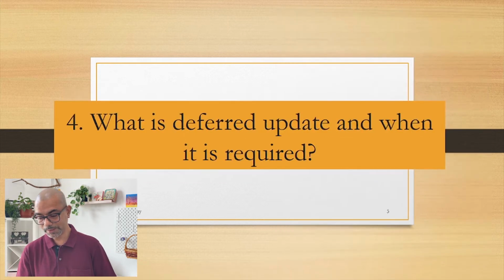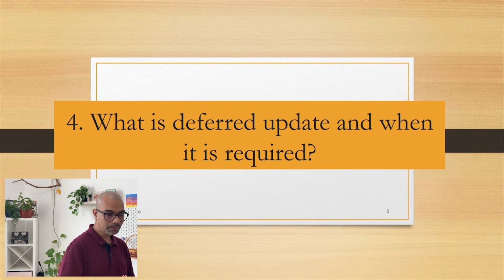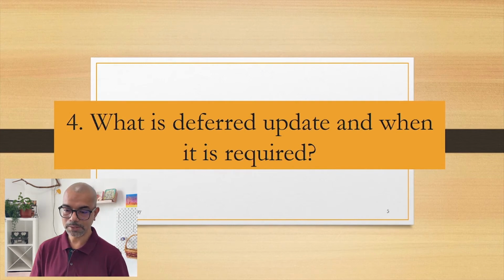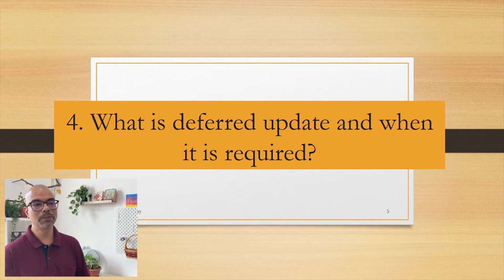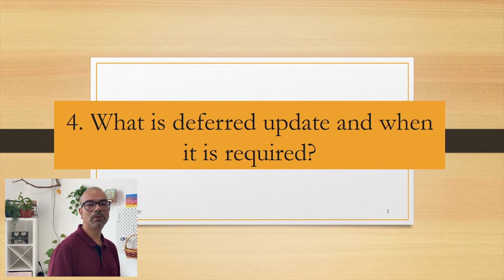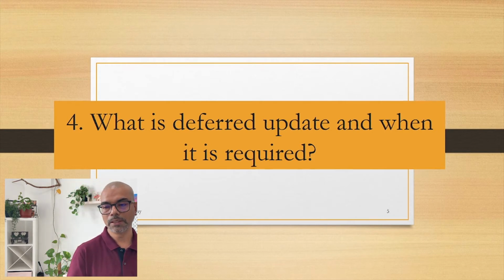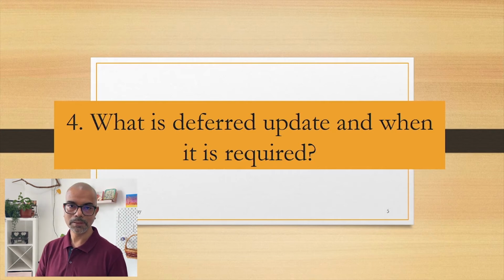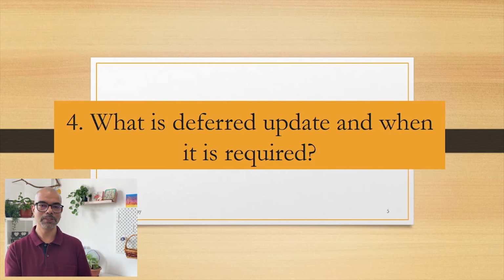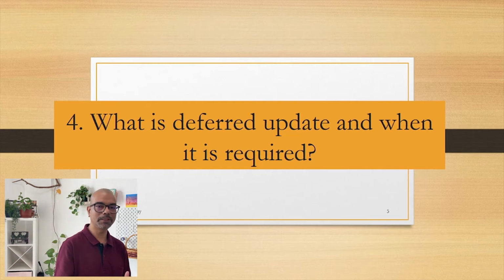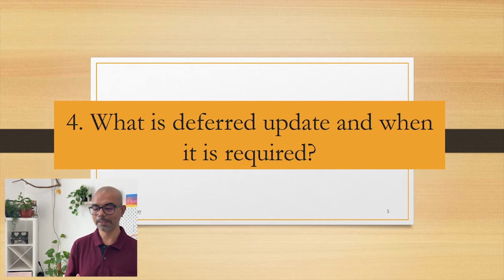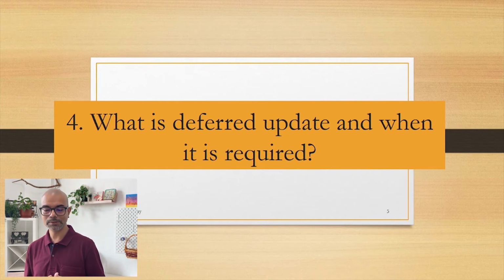What is deferred update and when is it required? So deferred update is something wherein you can't perform a direct update. For example, you have a table which has a primary key clustered index on the name column, and you are updating the name column of the same table based on the name column. Then it can't perform a direct update. It has to copy it somewhere, then it has to perform the update. That's when it is called a deferred update.